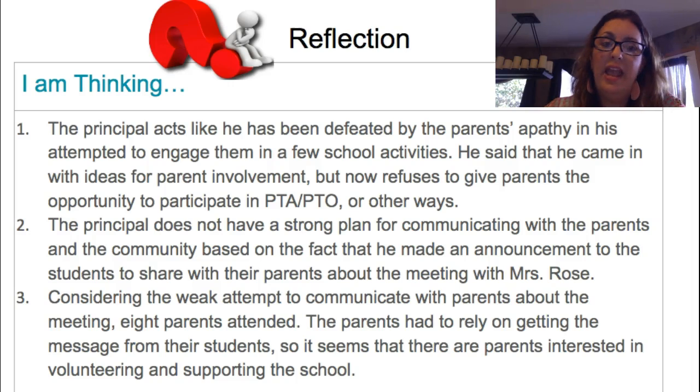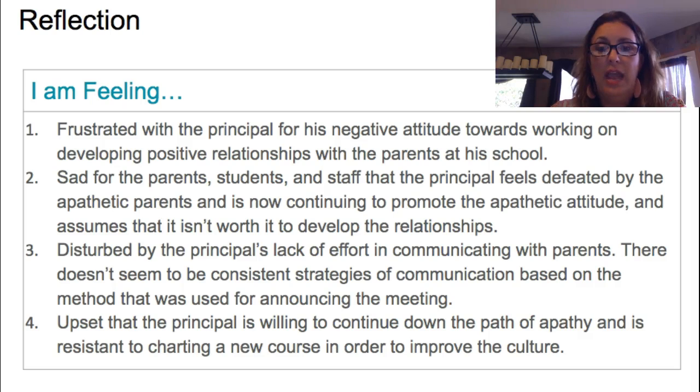Rose. And the third thing that I'm thinking is that considering this weak attempt to communicate with the parents about the meeting, 8 parents did show up. Those parents had to rely on getting messages from their students, so it seems that the parents are interested in volunteering and supporting the school. As I reflect, I'm feeling, number 1, frustrated with the principal for his negative attitude towards working on developing and fostering positive relationships with the students at his school, and the parents at his school.